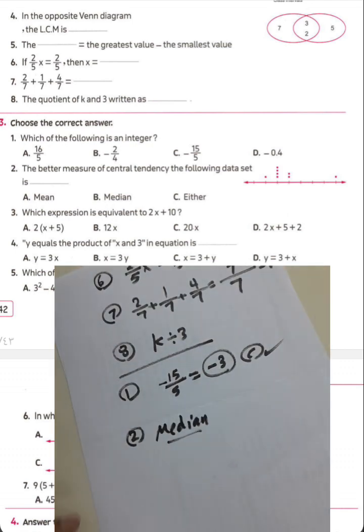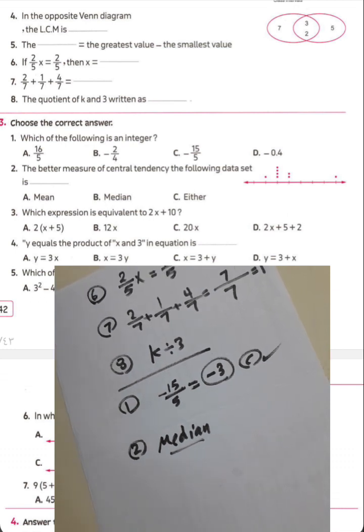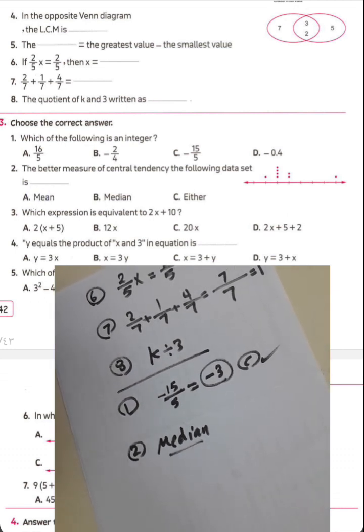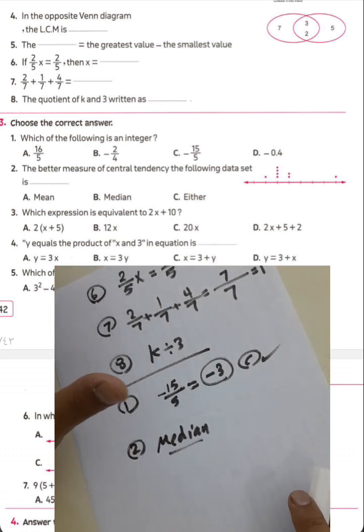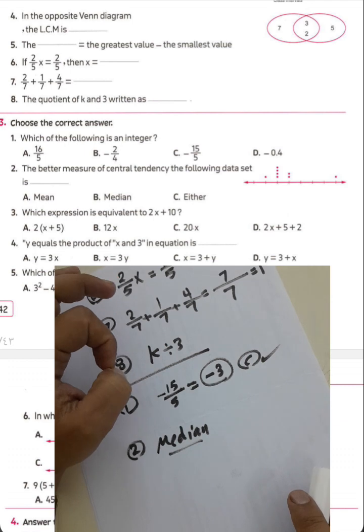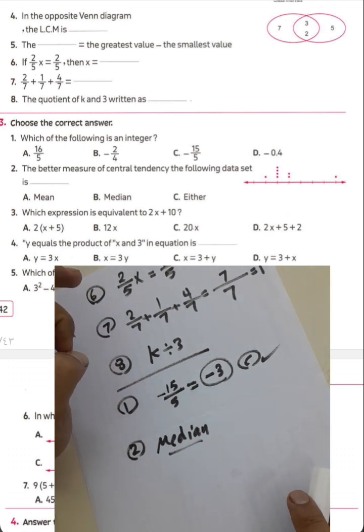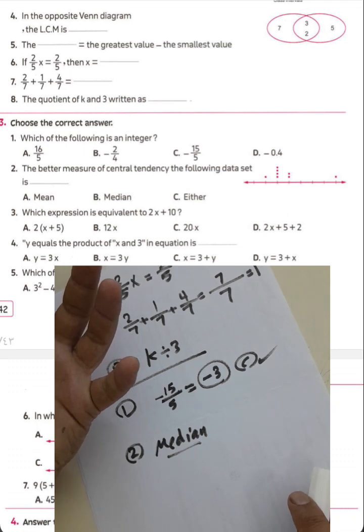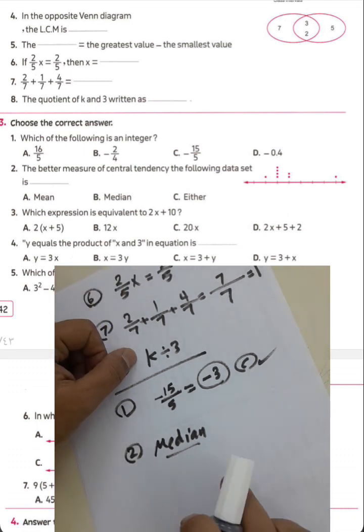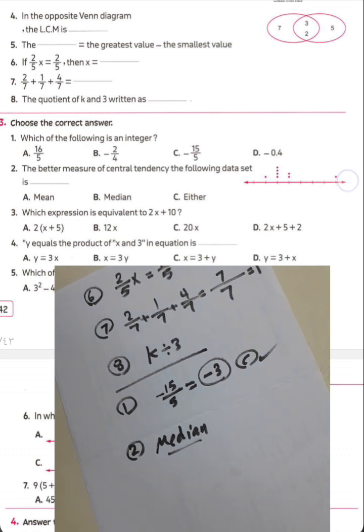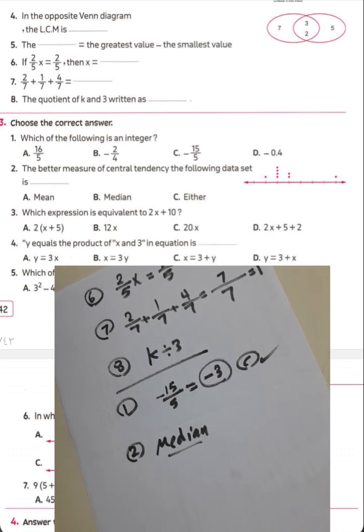But if you use the mean in this example, you will not get an exact result about the mean. The better measure of central tendency of the following data will be the median. Why? Because we have the outlier outside here. If you get the mean, you will get a result greater than the exact mean, because the outlier is on the right-hand side. So the median is the better measure.